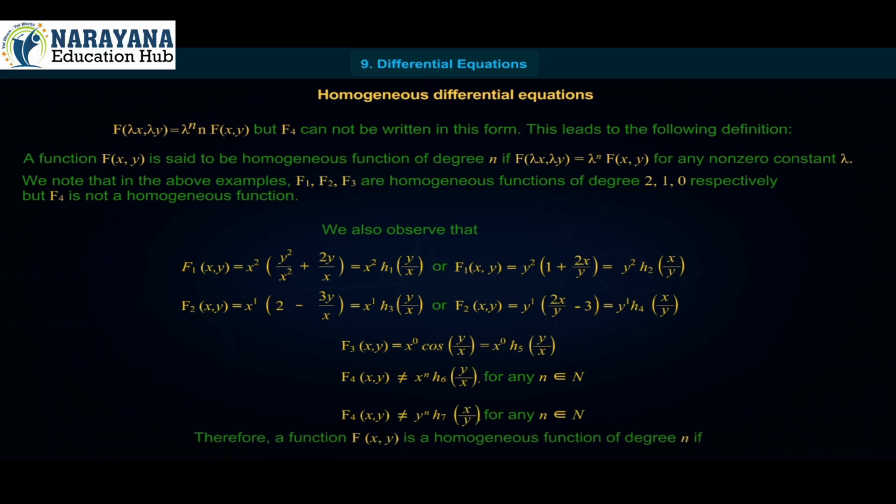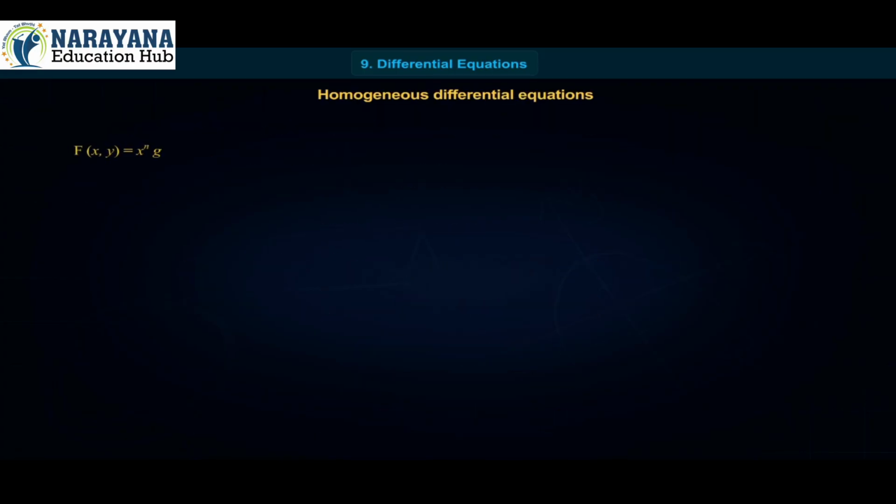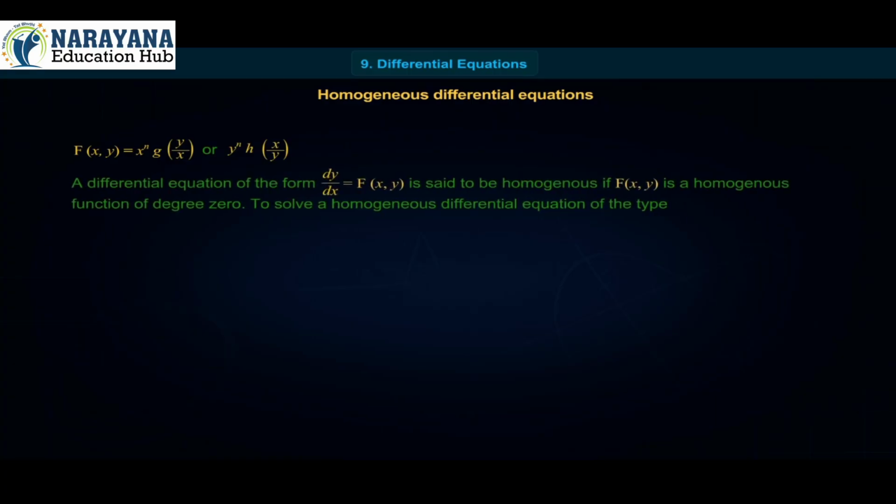Therefore, a function f(x,y) is a homogeneous function of degree n if f(x,y) is equal to xⁿ g(y/x) or yⁿ h(x/y). A differential equation of the form dy/dx = f(x,y) is said to be homogeneous if f(x,y) is a homogeneous function of degree 0. To solve a homogeneous differential equation of the type dy/dx = f(x,y) = g(y/x).